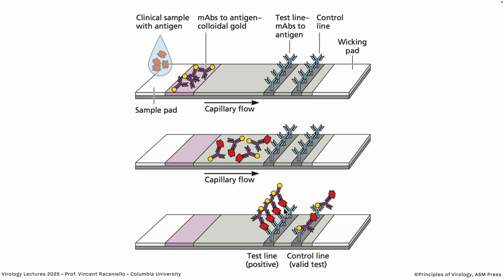But if there's no antigen, the antibodies will continue to flow and they will reach the control line. They will bind to the antibody and give you that positive, showing you that the assay worked. You will get that line whether or not there are antigens present, right? Because it doesn't matter, because the antibody is binding to the Fc portion of the antibody. So that's how rapid tests work in general.